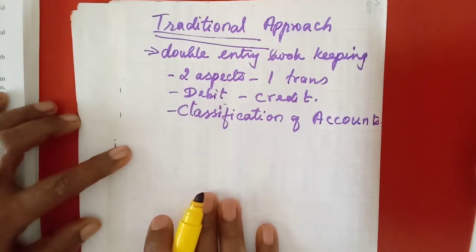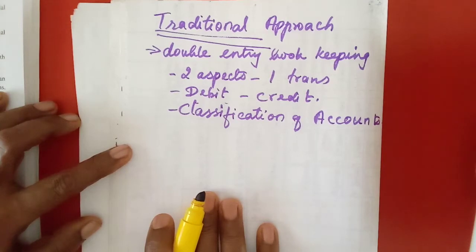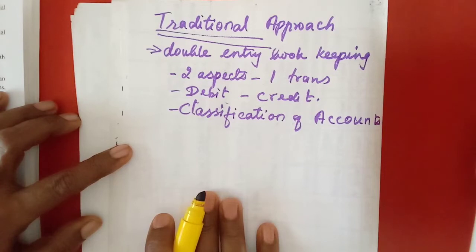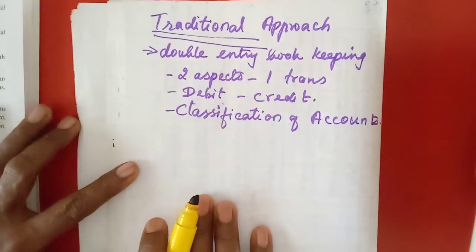Assets account, then the capital account, then the liabilities account, then the expenses that affect the capital and the income that affects the capital. So the final equation is assets is equal to liabilities plus capital minus expenses plus income. So it affects five accounts together, isn't it?